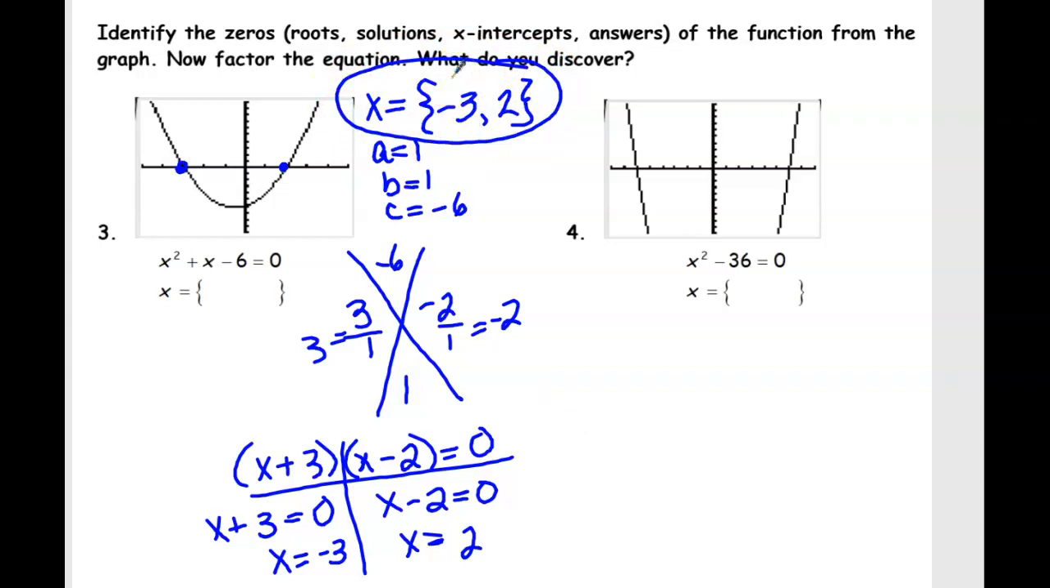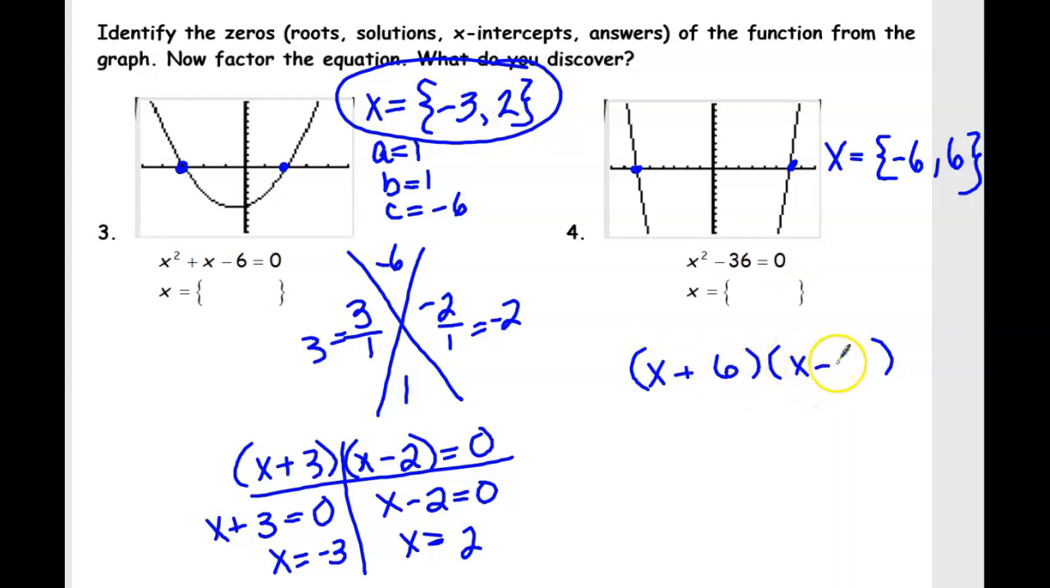All right, so if I look at the next one, x squared minus 36. I cross here, I cross here. If I count 1, 2, 3, 4, 5, 6, and it's -6. So my x is -6 and 6. Now I'm going to factor this one because they're both perfect squares. I'm going to use the difference of perfect squares, x plus 6, x minus 6.